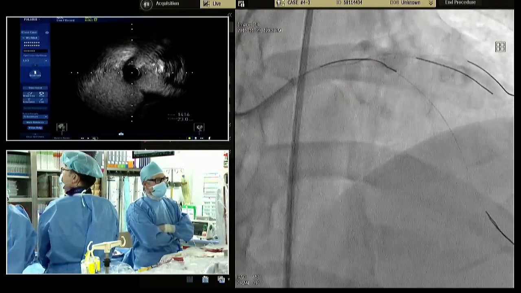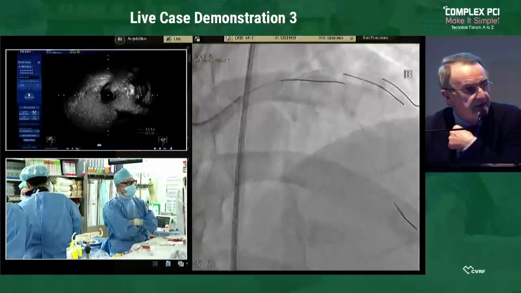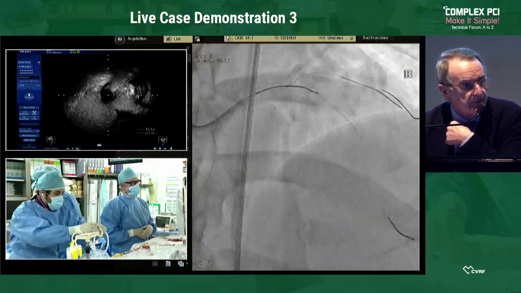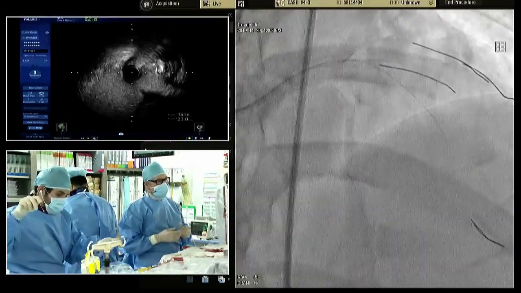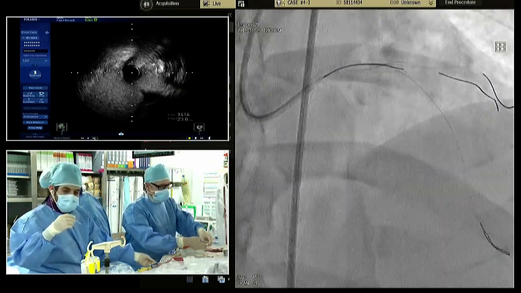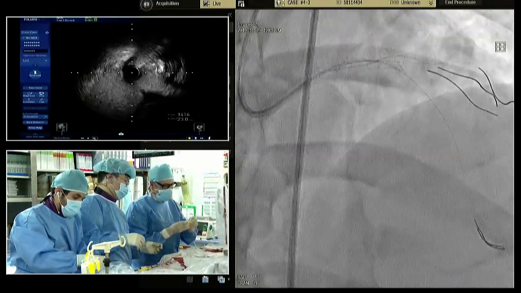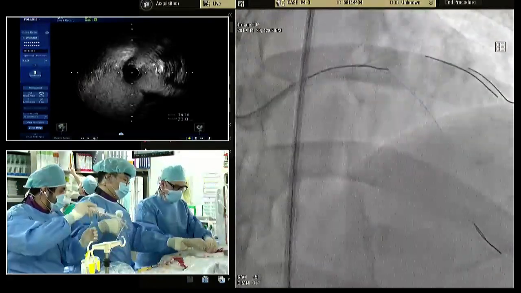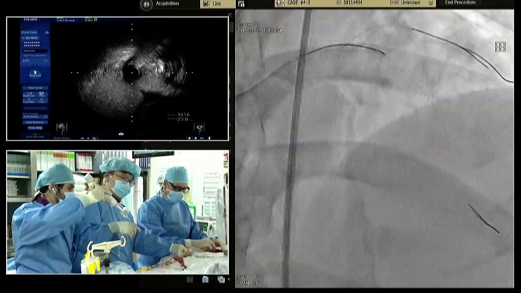A question. And when you do kissing balloon inflation. Yeah. When you open the strut, you always inflate a balloon in the main branch, or not necessarily? Yeah, I will open the strut and do a kissing balloon inflation at the same time. Yeah, I think it's very important because the risk is to have deformation of the stent in the main branch. It may compromise the outcome in the main branch. Yes, I think everybody agrees.